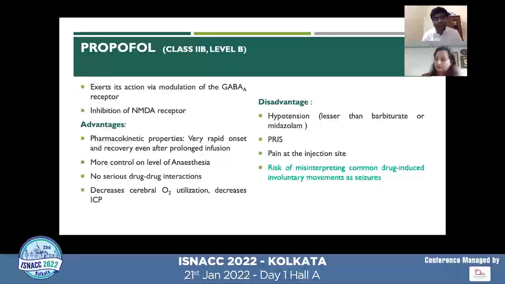Propofol acts by modulation of the GABA receptor and inhibition of the NMDA receptor. The advantages are very rapid onset and recovery after prolonged infusion, more control over the level and depth of anesthesia, no serious drug-to-drug interactions, and it decreases cerebral oxygen utilization and ICP. The few disadvantages: pain on injection and hypotension, though less than with barbiturates and midazolam. Propofol infusion syndrome is an important complication which we should know, and there is also a risk of misinterpreting propofol-induced involuntary movements, which should be kept in mind when treating.